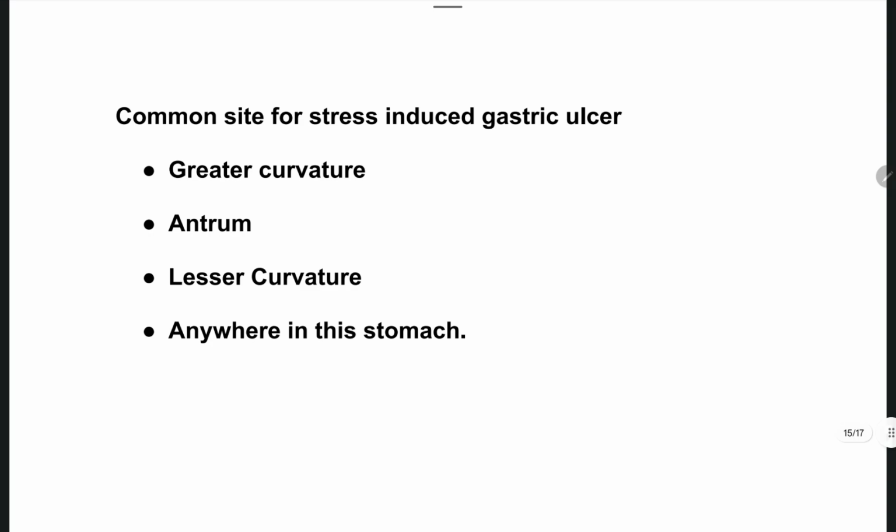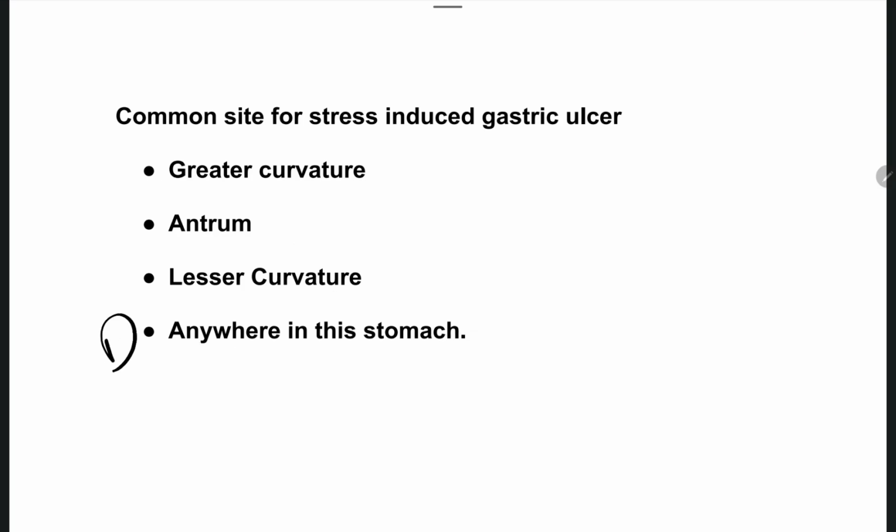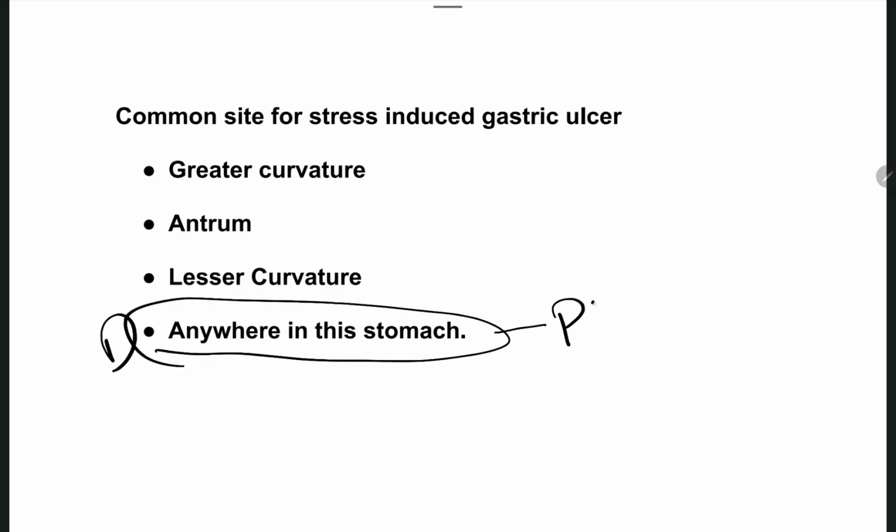Next one is common site for stress induced gastric ulcer. Options are greater curvature, antrum, lesser curvature, anywhere in the stomach. So the right one is option D. Anywhere in the stomach it can cause the peptic ulcer by the common stress. When the person is having excessive stress and depression, they may have the risk for gastric ulcers.